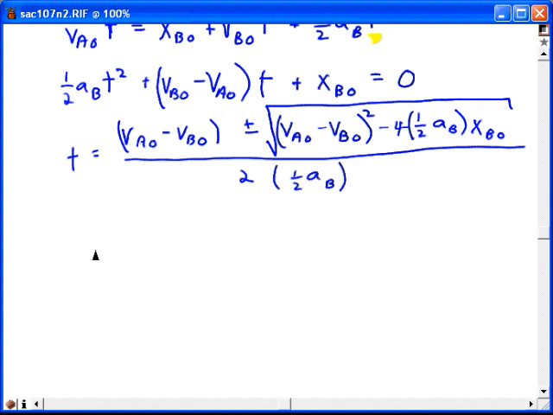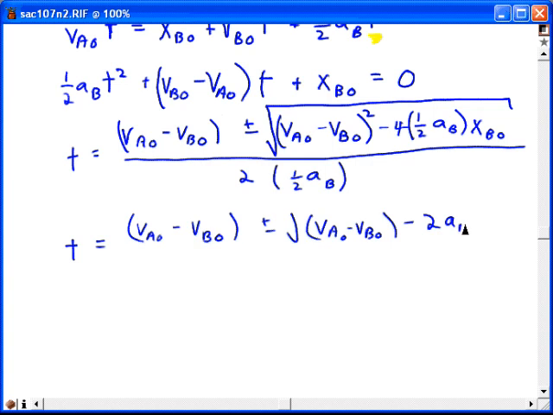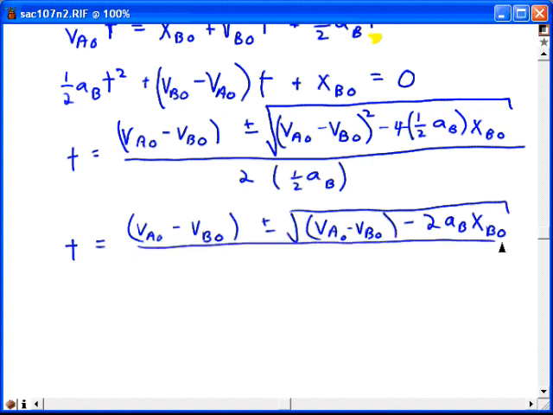So then t, simplifying, I'm just going to write 4 times a half is 2 and 2 times a half is 1. That's all. The only change I make in this step. VA0 minus VB0 plus or minus the square root of that same quantity squared, and then minus 2 AB XB0, all over AB.